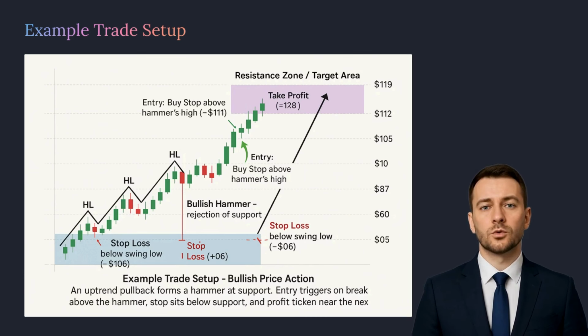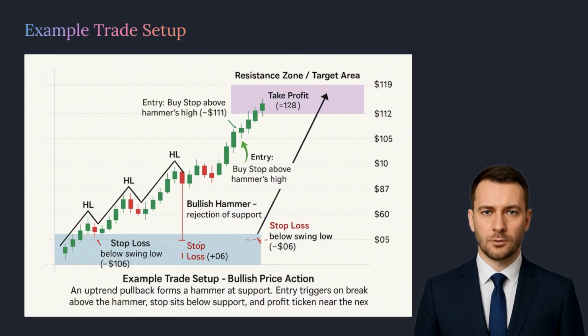catching a favorable move. A few lessons from this example. Always wait for confirmation, the break of the hammer high, rather than blindly catching a falling knife at support. Patience prevents many false start losses. Place stops where the trade idea is invalidated, below the key support in an uptrend trade, so you're out if the market truly reverses trend.